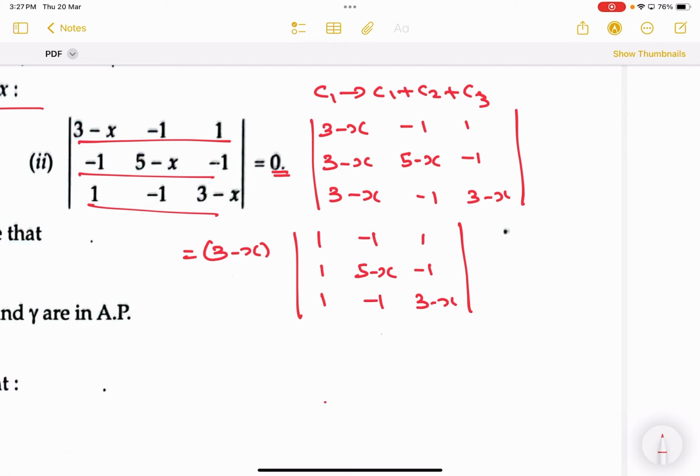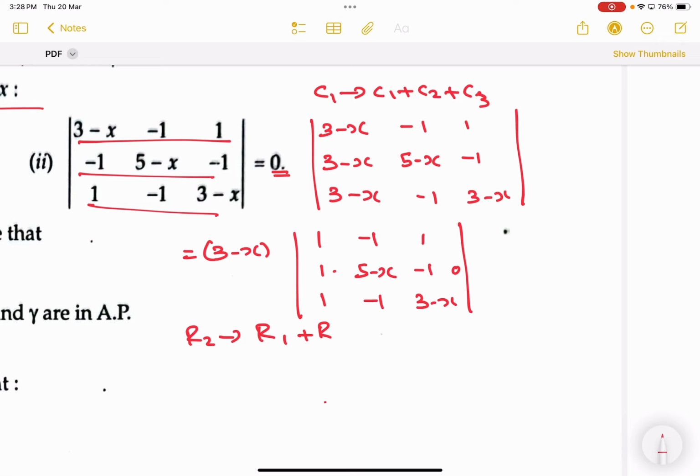Okay, add C2. I'll try to make these two 0. This will become, we can make this 0. And how can I make this 0? Let's try with R2 plus R1. If we do R2 minus R1, then that becomes 0. The entire area becomes 0, you are telling.